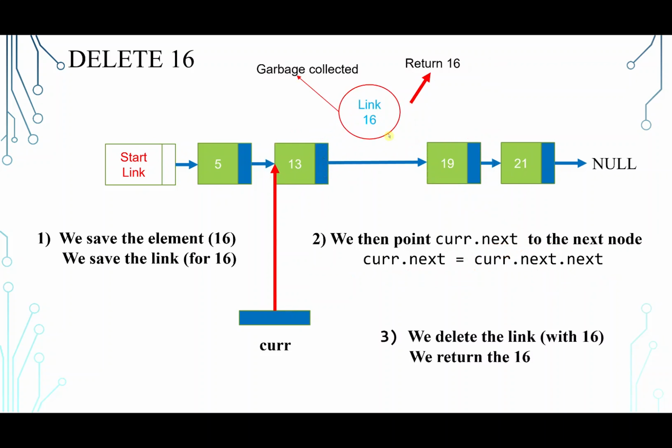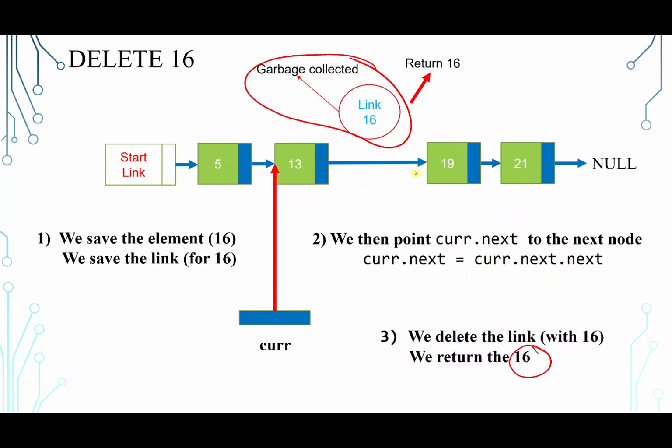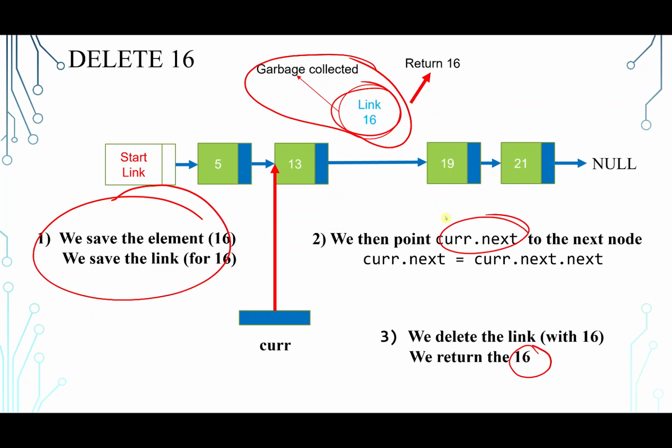And actually that's it. Now you deleted the 16. If your function is not void, it actually returns an item, returns 16. Now the garbage collector is going to take care of this link and remove it, delete it. That's simple. So save the link, point current.next to current.next.next, and return the value if your function is not void and returns an item.